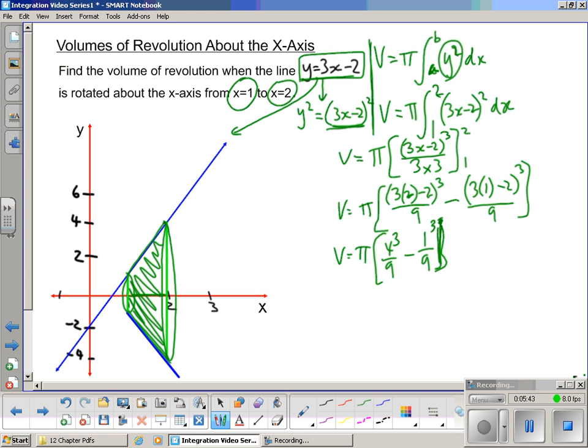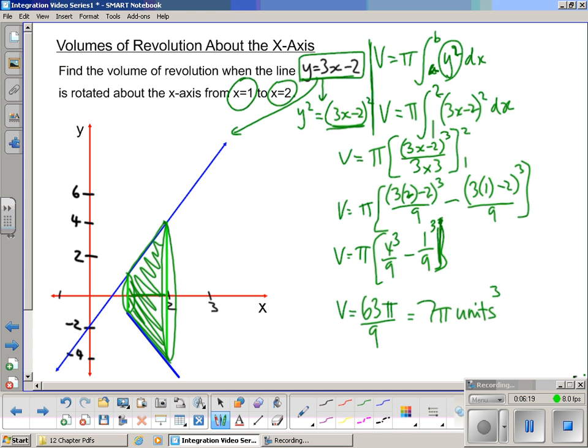So anyway, we end up with volume equal to 63 pi over 9, and 9 goes into 63, so that equals 7 pi. 7 pi units, but we're talking about a volume of revolution. So in this case, instead of square units, we have cubic units. 7 pi cubic units.